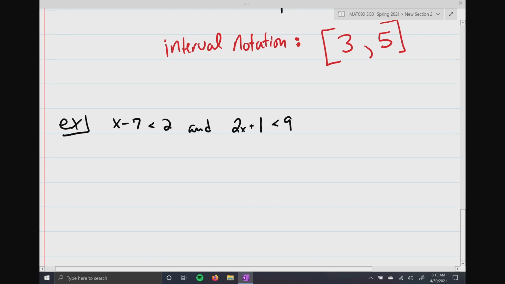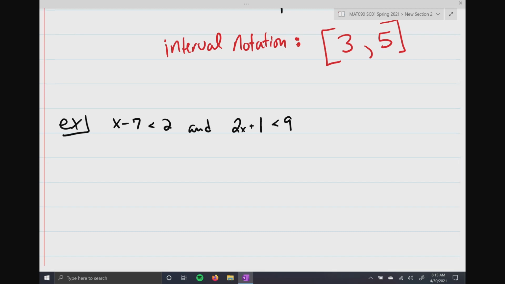All right, so we're going to do x minus 7 is less than 2, and 2x plus 1 is less than 9. Okay, now, if you have colored pens, colored markers, colored highlighters, you don't even have to really draw all 3 separate lines. You could just do one.